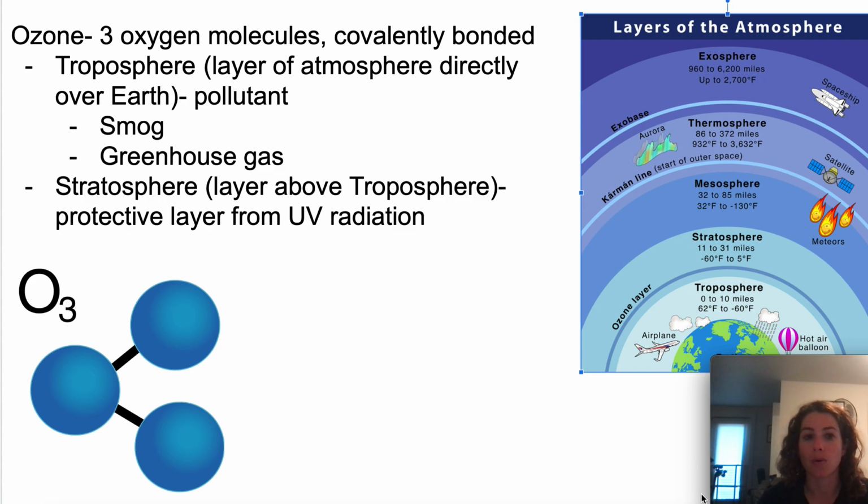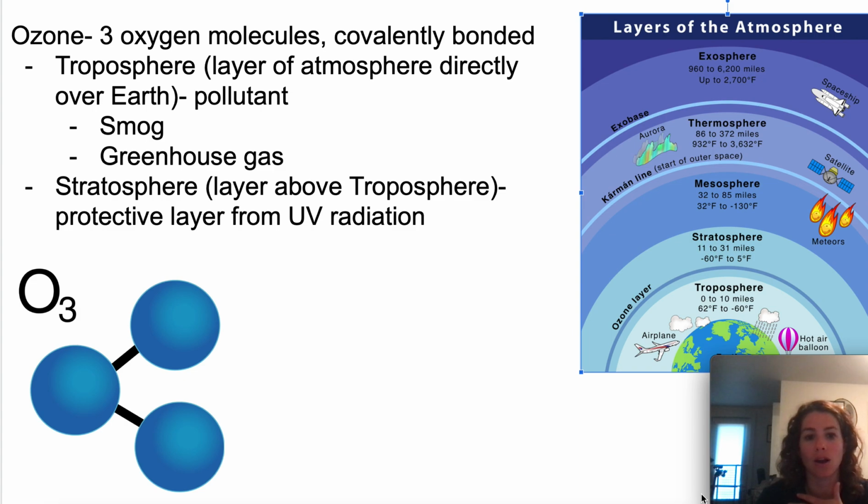So first, ozone. Ozone is 3 molecules of oxygen that are covalently bonded together. That means that they share electrons, so they basically function as one thing. Ozone is found in 2 places in the atmosphere, and depending on where it's found, it has really different purposes.